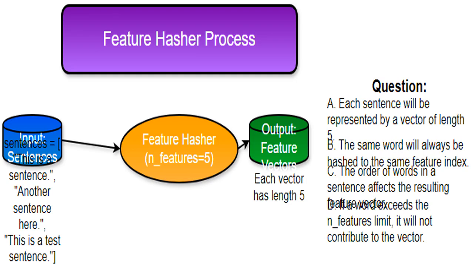This is true. The FeatureHasher processes each word individually, and the order matters because the final vector is a sum of the individual word vectors. Changing the order changes this sum. This statement is false. Words are still hashed. If a word's hash value is larger than n_features, it'll be reduced using the modulo operator, the remainder after division by n_features. It means that the word still contributes to the vector, even if it causes a hash collision.